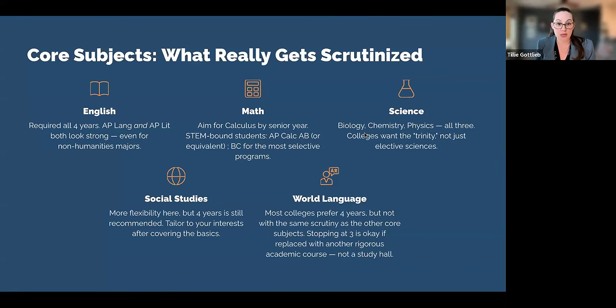But stopping at 3 is okay, but not if you replace it with a study hall or a non-core subject. You want to at least be having, if that's the structure of your school, 5 core subjects by your senior year. And if you drop a world language, then you want to replace that with another core subject that's closer to something of interest to you.